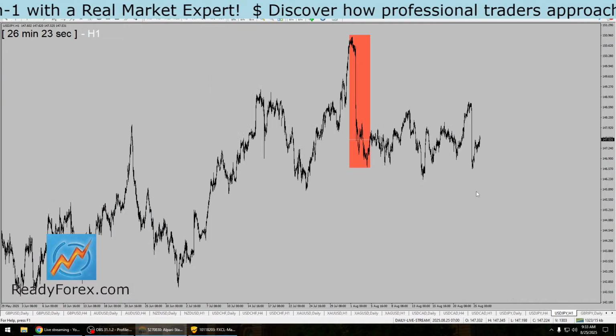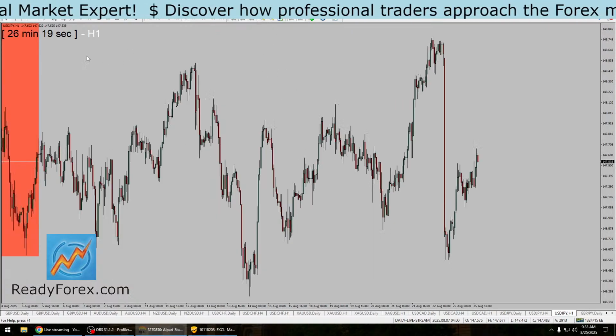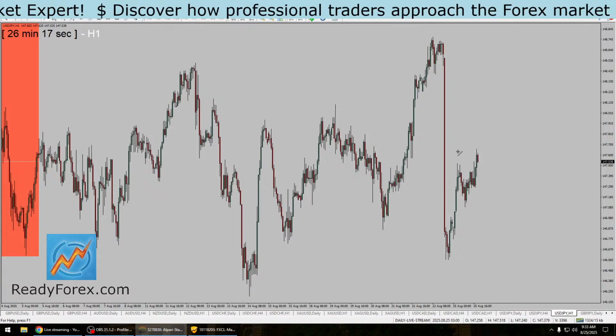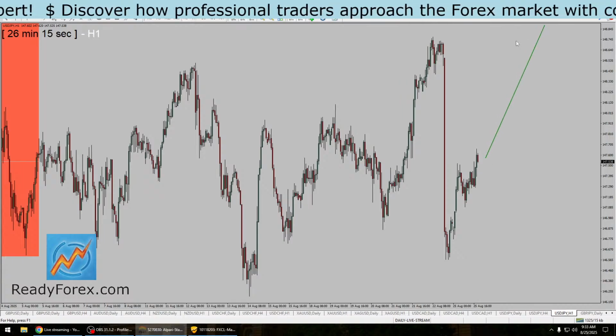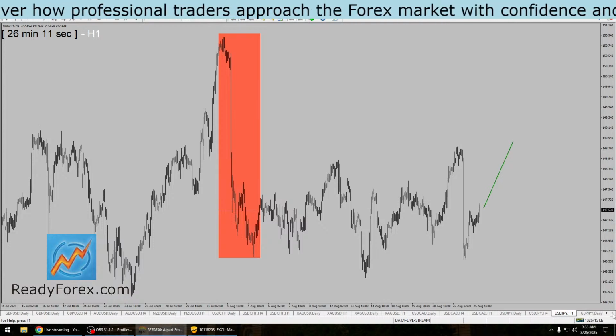Okay, so USDJPY, what's next? The way I see, it's quite possible that USDJPY is going to rise up one more time before we get further weakness.